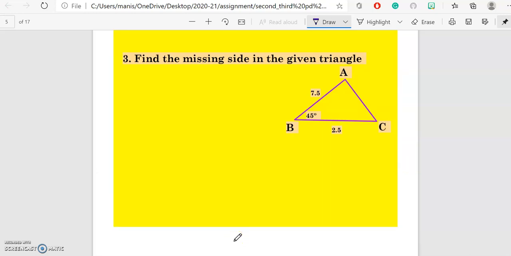Find the missing side in the given triangle. So first, we have to label our triangle, then we can know what the missing side is. As you all are aware, this is angle A. Whichever side is in front of A is known as lowercase a. Whichever side is in front of B is known as lowercase b. And this side is known as lowercase c.